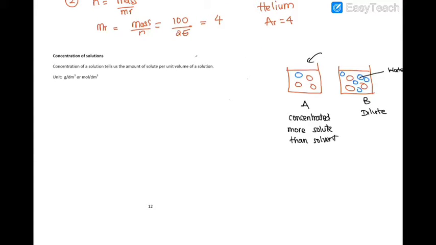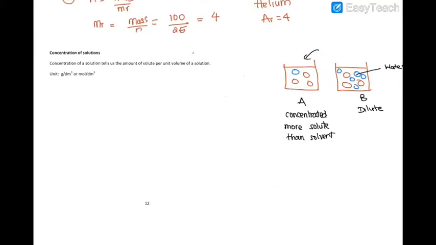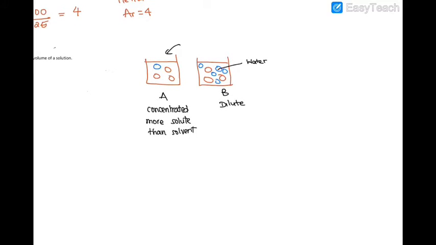Let's see concentration of solutions. Concentration is going to tell you how much of a solute is there in a certain amount of solvent. So for example, if you have two solutions of sugar, let's say the red one is sugar and the blue one is water.